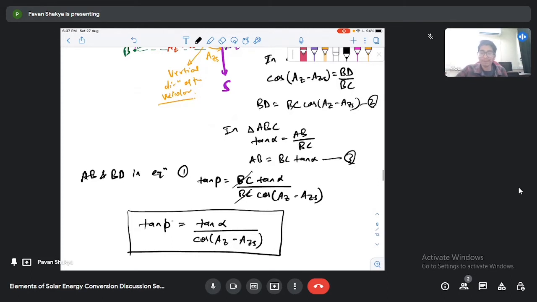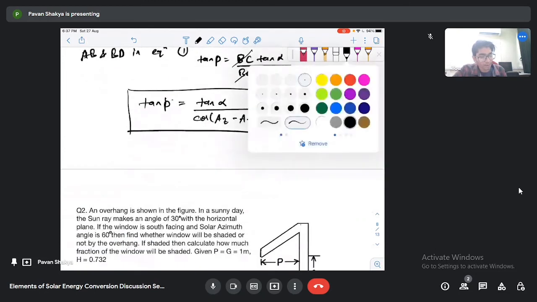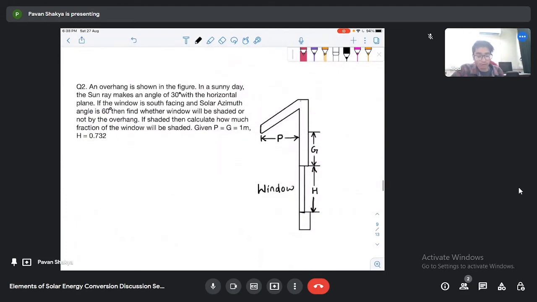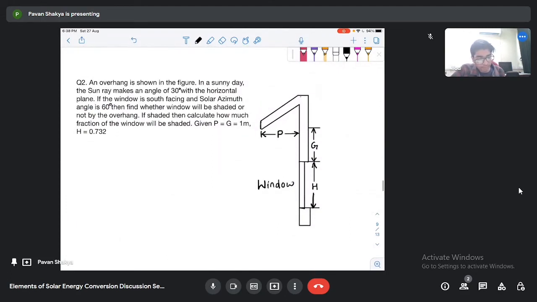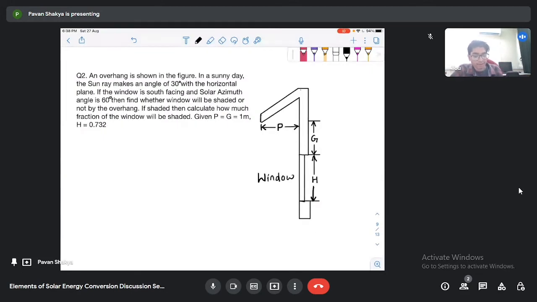So now we will look at a problem on this formula. The second problem is an overhang problem. It has been given that an overhang is shown in the figure. On a sunny day, the sun ray makes an angle of 30 degrees with the horizontal plane. If the window is south facing and the solar azimuth angle is 60 degrees, then find whether the window will be shaded or not by the overhang. If shaded, then calculate how much fraction of the window will be shaded. And the parameters P, G, H are given in the problem.